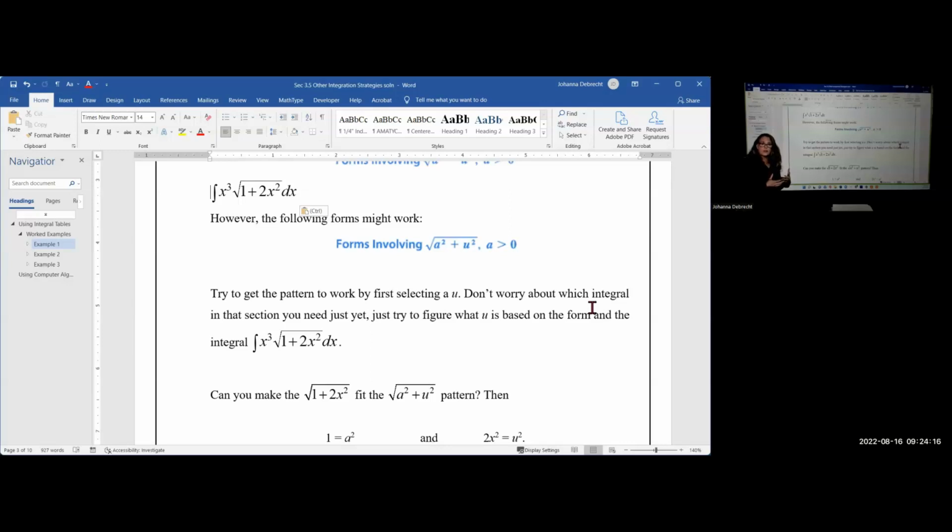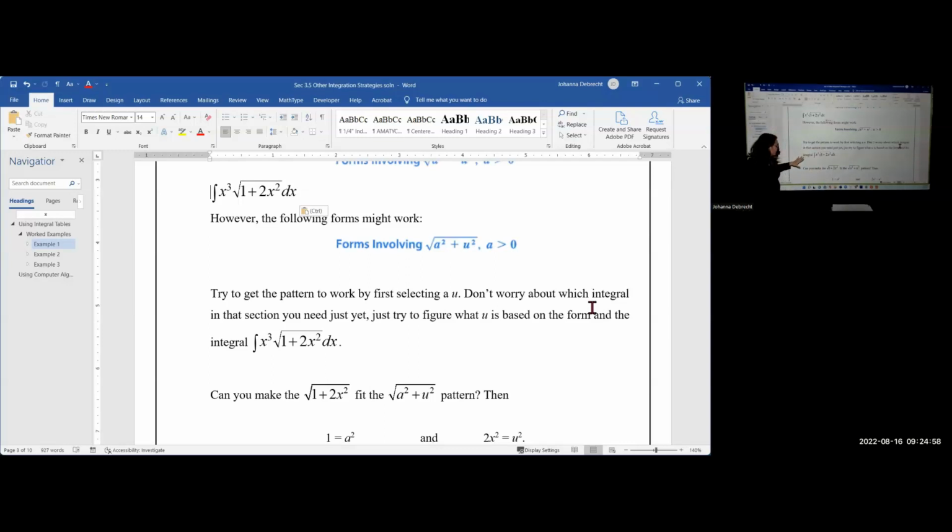So once we figure that we have a form that might work, then we start looking at the particular ones and see if we can get it to fit the pattern. So we start by selecting u. Now, we're not going to worry just yet about which integral in that particular section we're going to be using. Remember, you have the form at the top and then a list of all the ones that fit that form. So we're not going to be looking through the list yet. We need to try to get this particular integral to fit this particular pattern a little bit. So we know what a is, we know what u is, we know what a squared is, we know what u squared is.